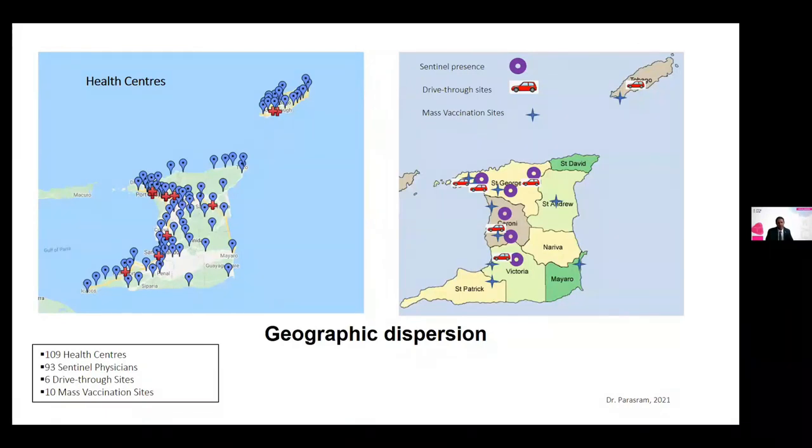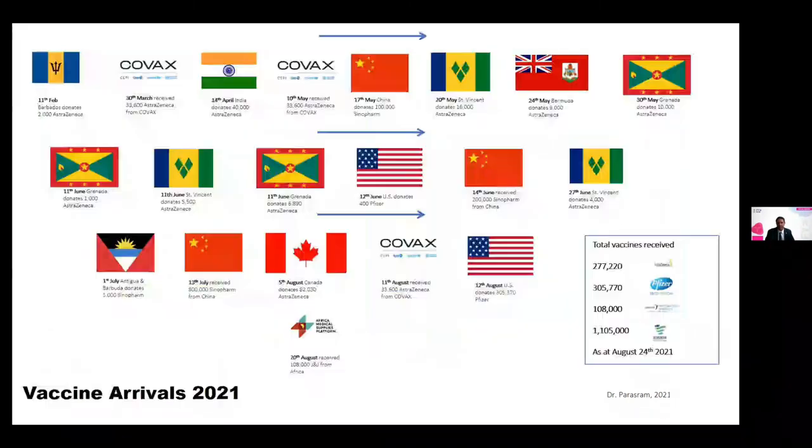Again, this is just on a map, a geographic dispersion of what we have before us. On the left, you can see the 109 health centers. On the right, you can see the 93 sentinel physicians. You can see drive-through sites, and mass vaccination sites depicted in the pictorial on the right-hand side.